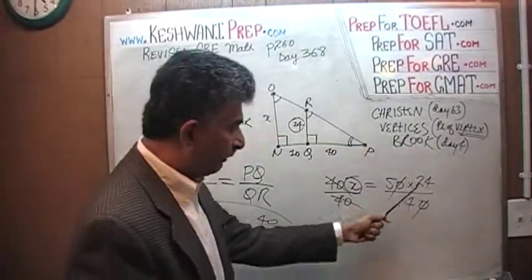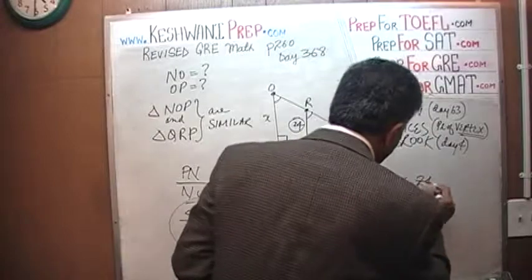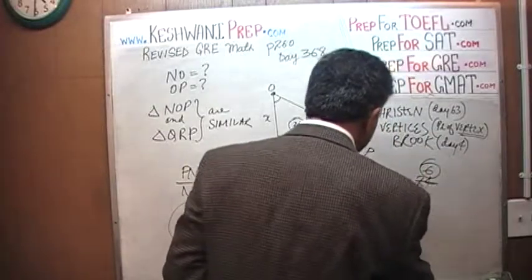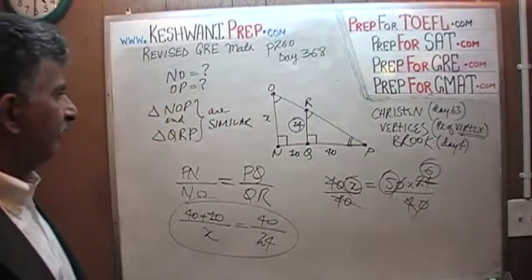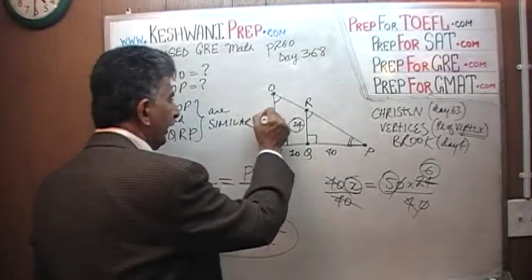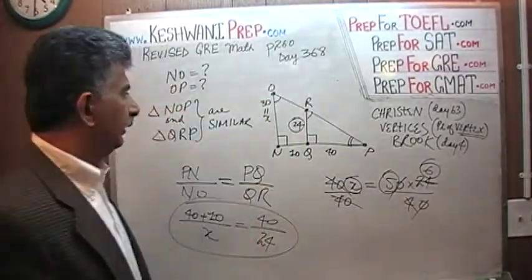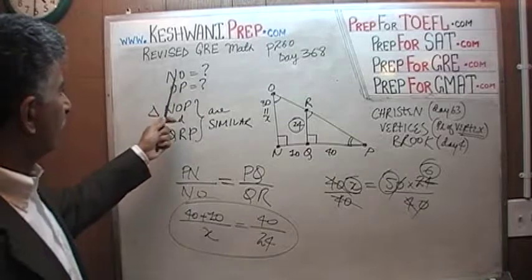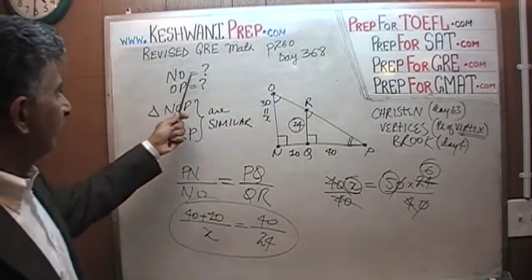And divide top and bottom by 4. We can cross out this 4 and 24 is going to become 6. So we end up with 6 times 5, which is 30. So it turns out that X equals 30. That was the first part. That was the N to O.